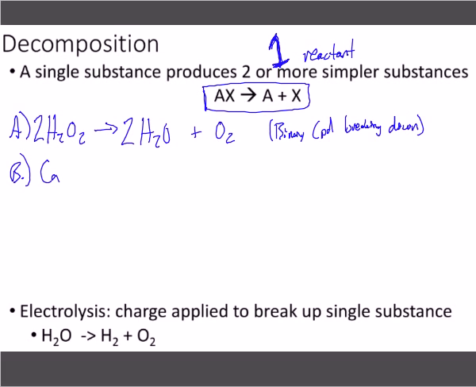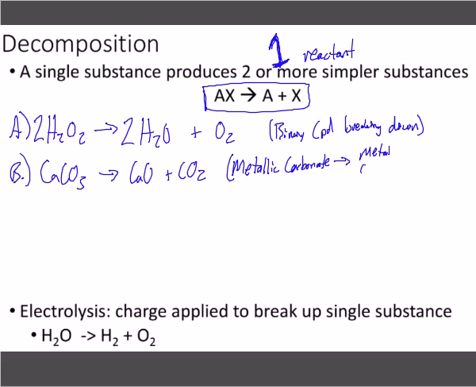Calcium carbonate breaking down into calcium oxide plus carbon dioxide. This is a metallic carbonate breaking down into a metal oxide. Okay. Plus water.